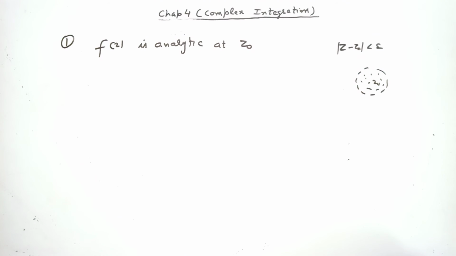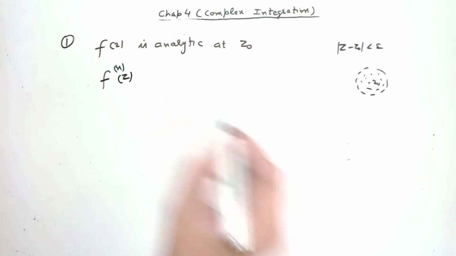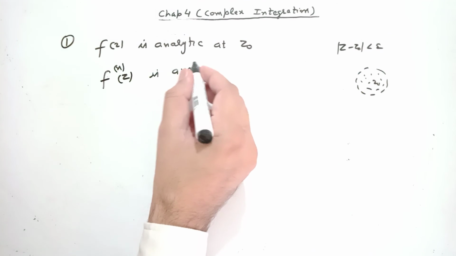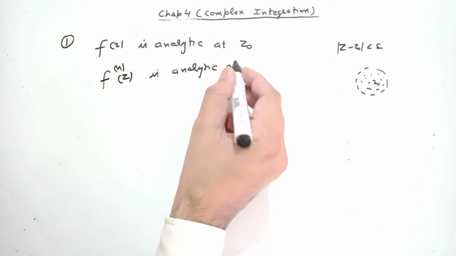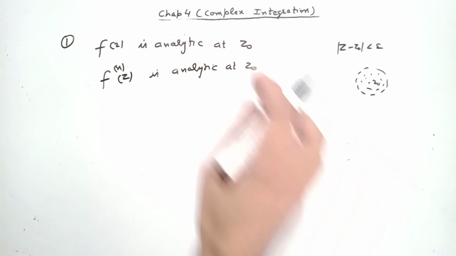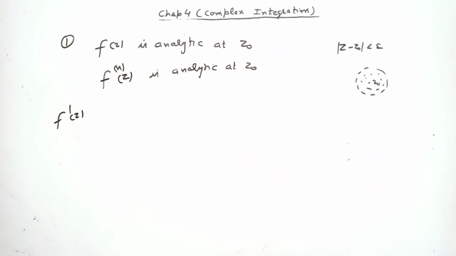So I was telling you the further implications of Cauchy integral formula. If f(z) is analytic at z0, then all derivatives of f(z) are also analytic at z0. If a function is analytic at z0, then all its derivatives are also analytic at z0. This can be proved very easily using Cauchy integral formula. Because if f(z) is analytic, let's do it for f prime z. That can be extended for any order derivative.